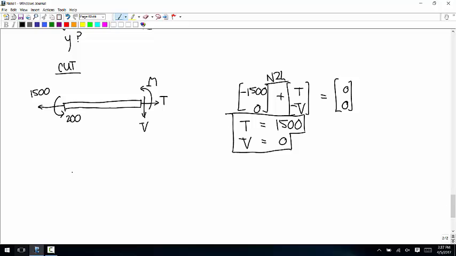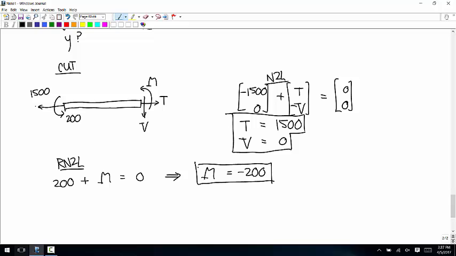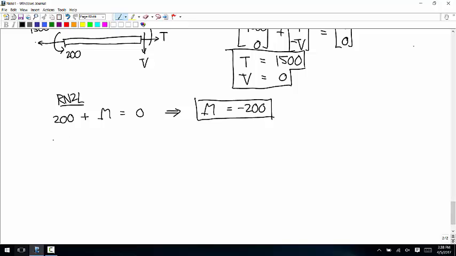Yeah, exactly. And then the moment equation, we have positive 200 plus M is equal to zero. So M is equal to negative 200. Okay, so the total stress. M is minus 200, right?